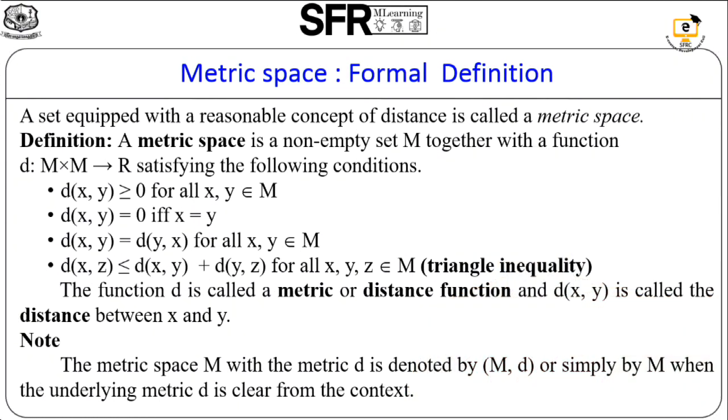Next, I want to give the metric space a formal definition. A metric space is an ordered pair (M, d) where M is a set and d is a metric on M, that is d from M cross M to R.